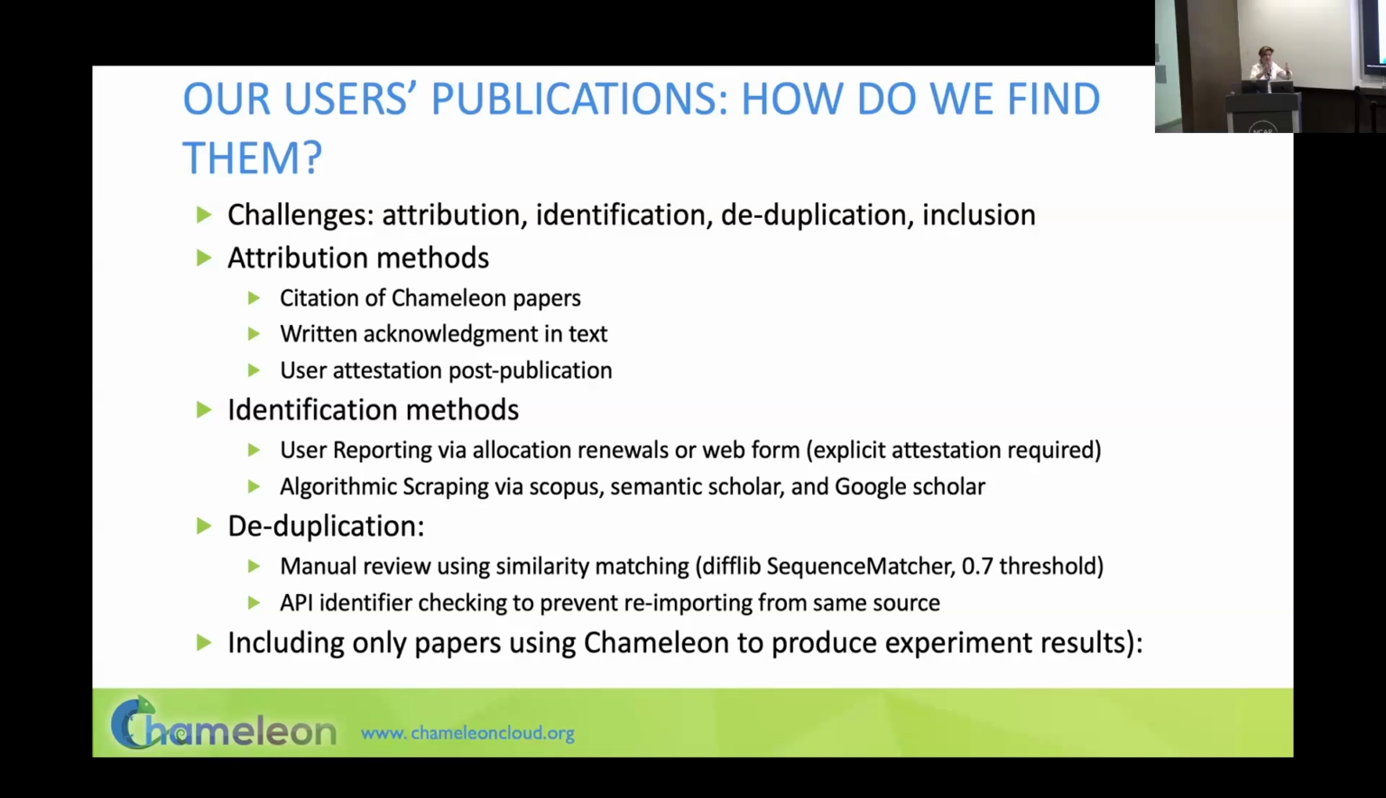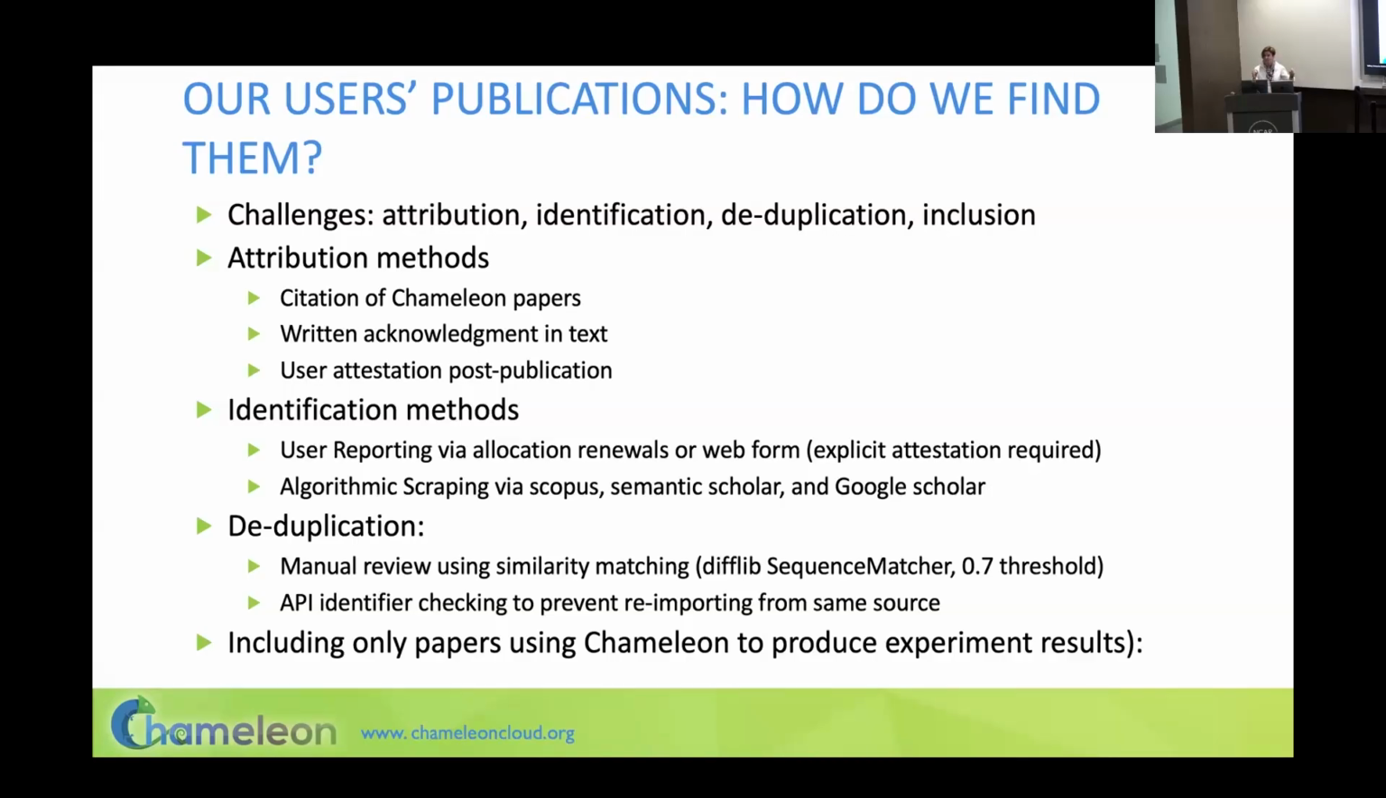The supercomputing conference, SC, the ACM conference on supercomputing, networking, and storage, right? So how do we manage to make sure that we identify all of them and which ones to include? For attribution methods, citation of Chameleon papers is best because it solves the problem both of attribution and identification, because then we can look at Google Scholar or Scopus or those other various aggregators and find your paper. Otherwise, you really have to tell us about it.